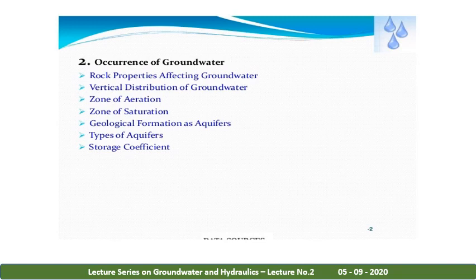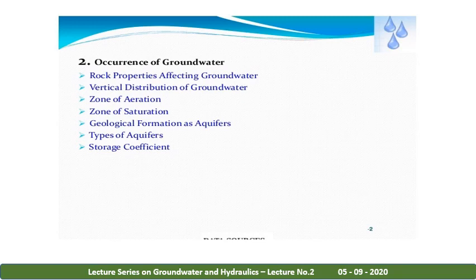Here, there are some rocks which affect the groundwater, because the recharge as well as discharge depend upon the porosity and permeability. Then we are going to discuss the vertical distribution of groundwater, how the water is distributed towards the water table. Then we are going to discuss the zone of aeration, like the soil water zone, intermediate zone, and capillary zone. Then in the zone of saturation, we are going to discuss free water, what free water is and what type of pressure is available in the free water.